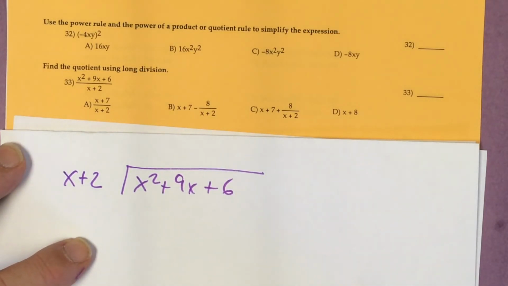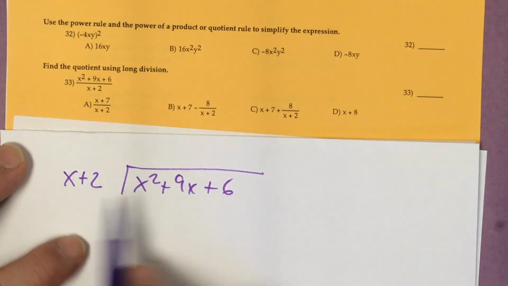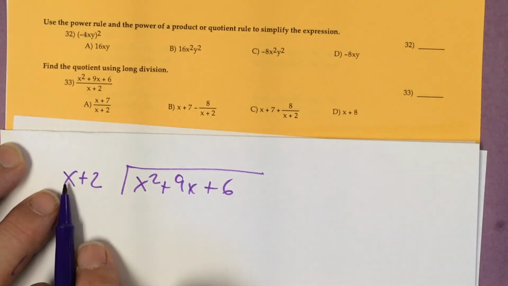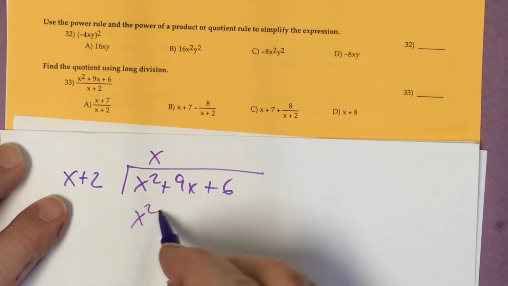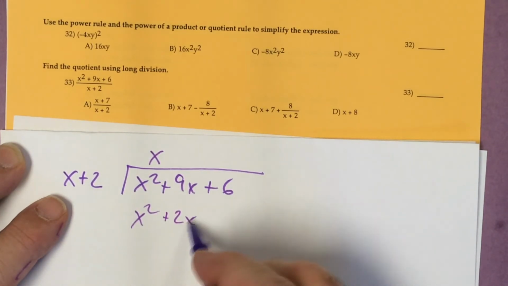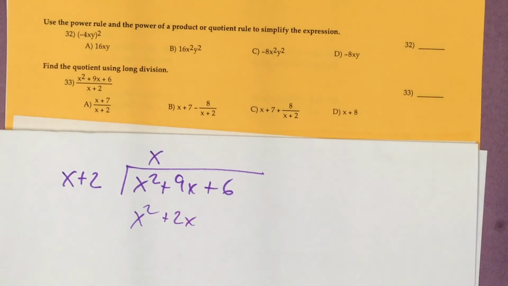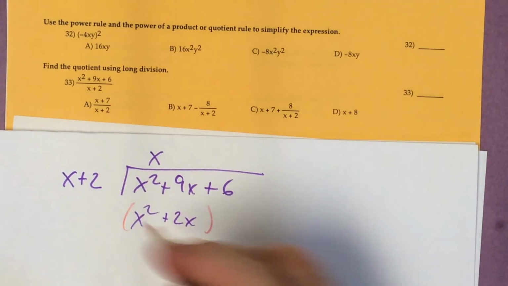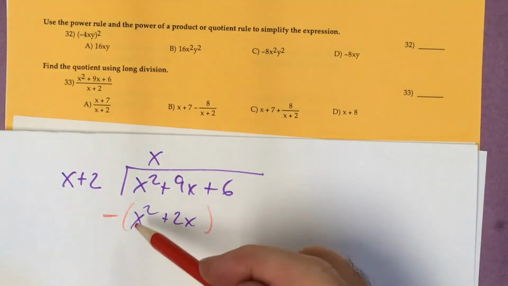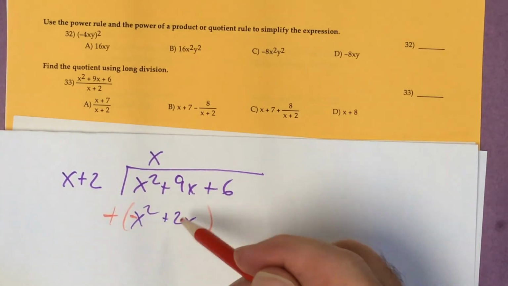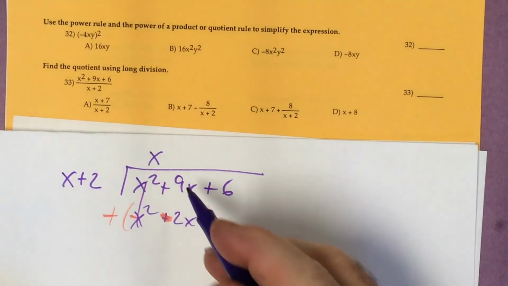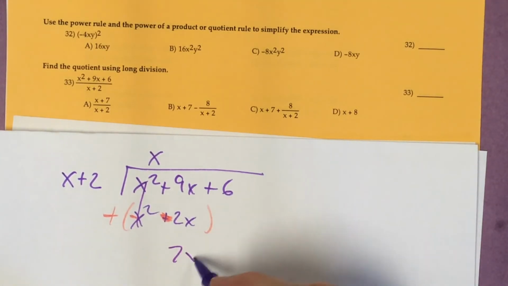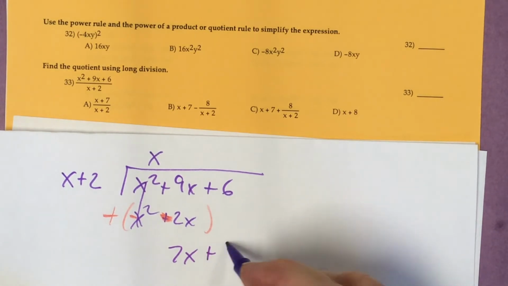As was mentioned in the videos you would have seen with the class online, not my videos, I want to get rid of x squared. So what do I multiply x by to get x squared? I'm going to multiply it by x. x times x will give me x squared. x times 2 is going to be plus 2x. But here's the trick. I need to subtract this, just like I do in any other division question. So I'm going to change the signs of everything to combine. x squared minus x squared will give me 0. 9 minus 2 is going to give me 7x. I'm going to bring the 6 down now.